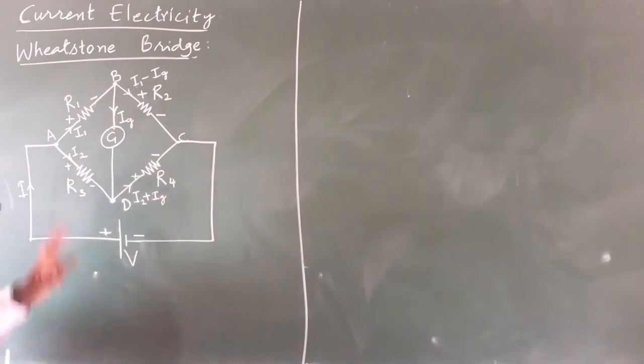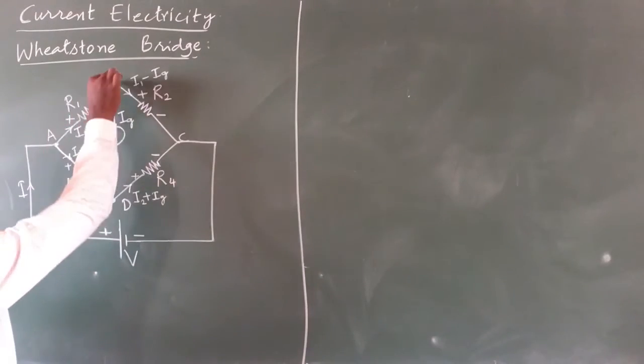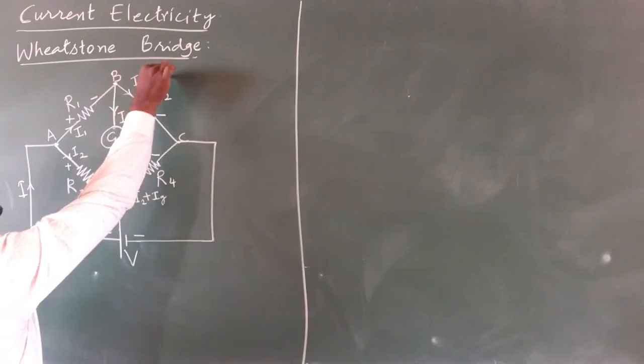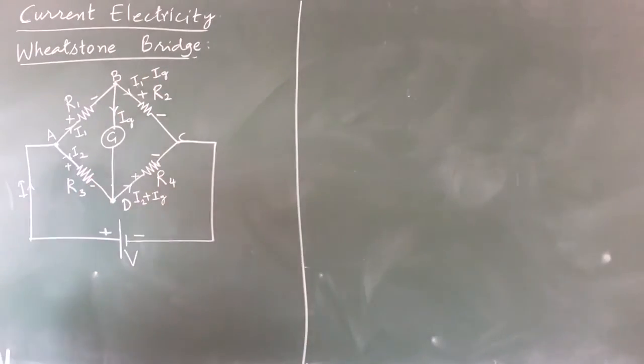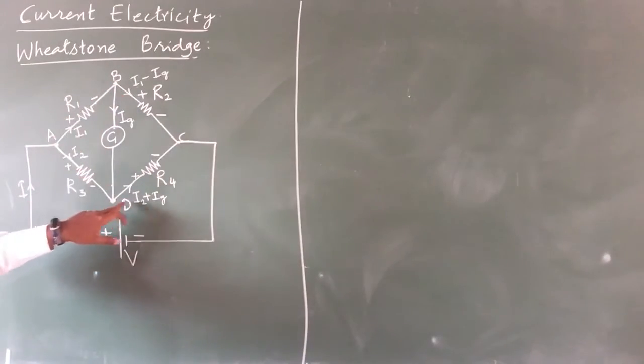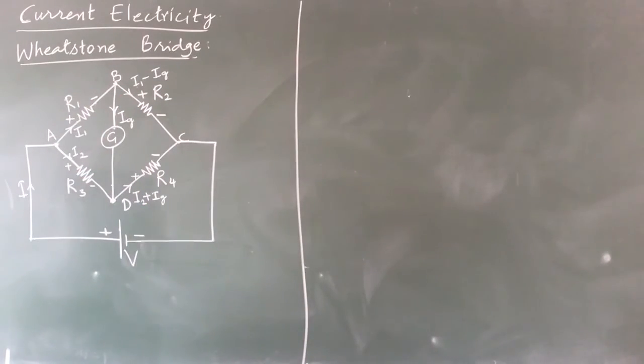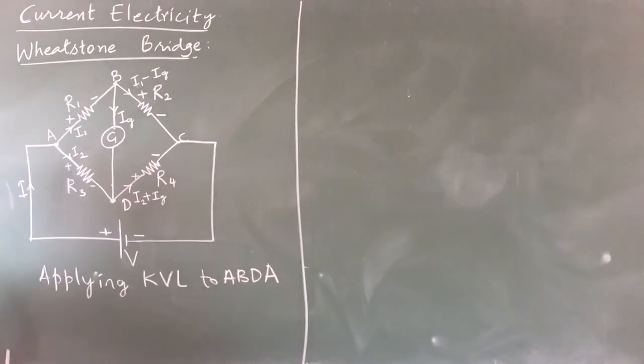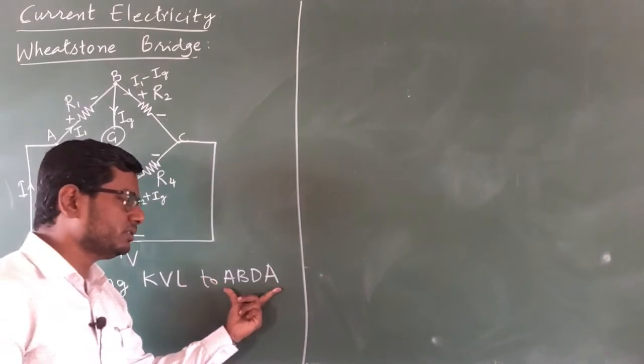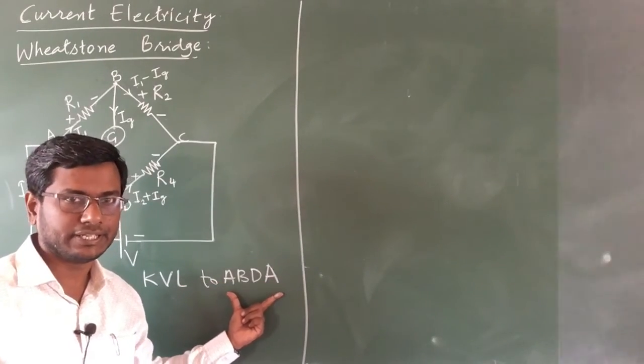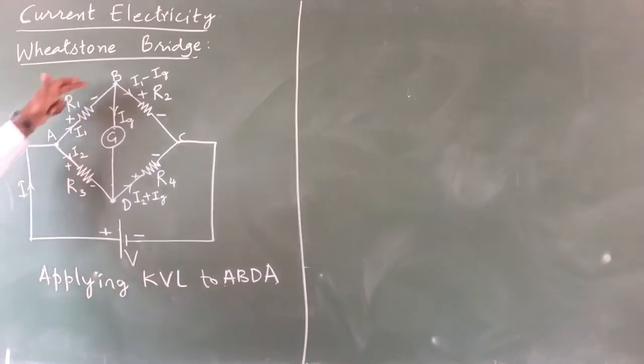Now going for the KVL, because KCL we have already applied. If you look into the circuit, I1 is arriving, Ig is leaving, and this part I have taken as I1 minus Ig. So that means I have already applied the KCL to point B. Similarly, I have also applied KCL to point D. Next, I will start with KVL. So we are going to apply KVL to the loop ABDA. I have to go from A to B to D, then back to A. That is my first loop.